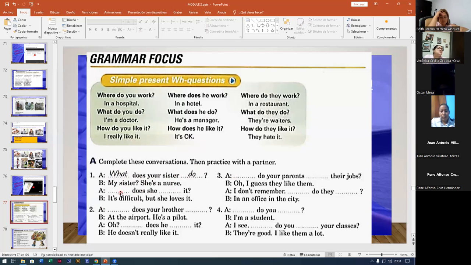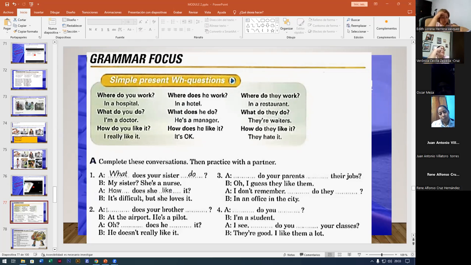What will be here next? What do you think is next here? How does she like? Very good job, nice. How does she like it? So that will be here. How does she like it? Like, what's their opinion of her? Now base form, because you have auxiliary in the question. How does she like it? It's difficult, but she loves it.